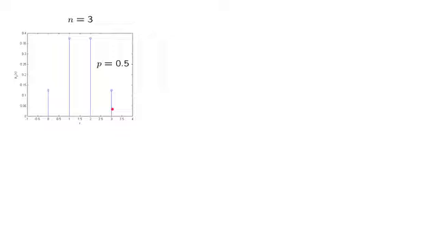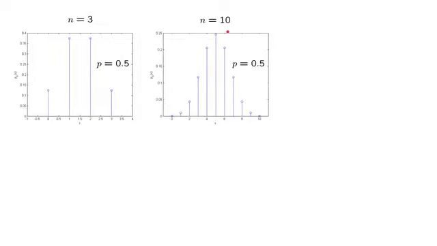Now, if we change the number of tosses and toss the coin 10 times, then we see that the most likely result is to have 5 heads, and then as we move away from 5 in either direction, the probability of that particular result becomes smaller and smaller.